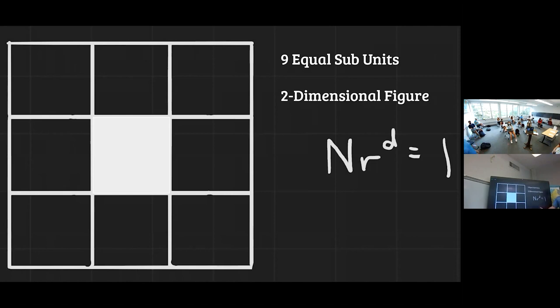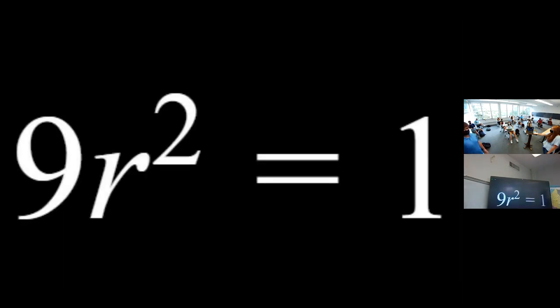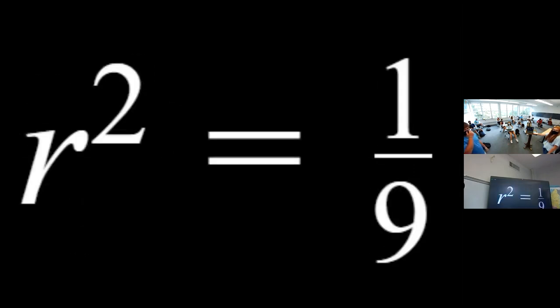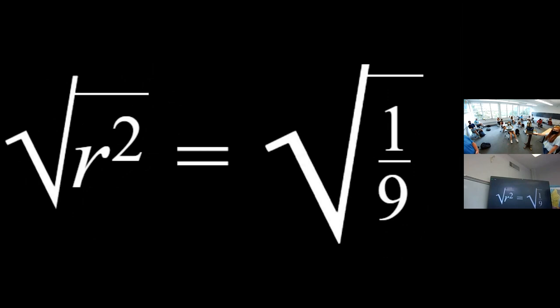So here, this should look familiar. This is the second step of constructing the Sierpinski carpet, and it has 9 equal subunits, and it is a 2-dimensional figure. So then we'll just take those numbers and plug them into our equation to get 9 times r squared equals 1. And from here on, it's just divide and take the square root. So you'll divide by 9 on both sides and get r squared is equal to 1/9. And then after that, you'll take the square root of both sides to get r is equal to 1/3.